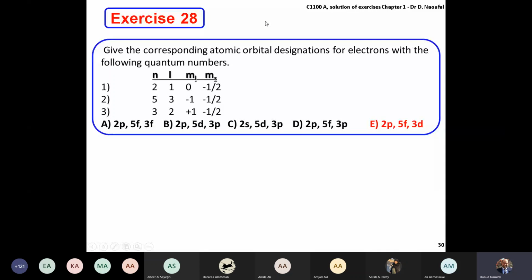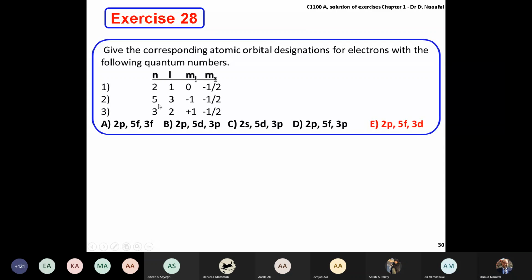Exercise 28. Give the corresponding atomic orbital for electrons with the following quantum numbers, n, l, m_l, and m_s. And we have notations of this orbital. 2, 1 is 2p. Pay attention that the notation of the orbital depends only on n and l. So 2, 1 is 2p.